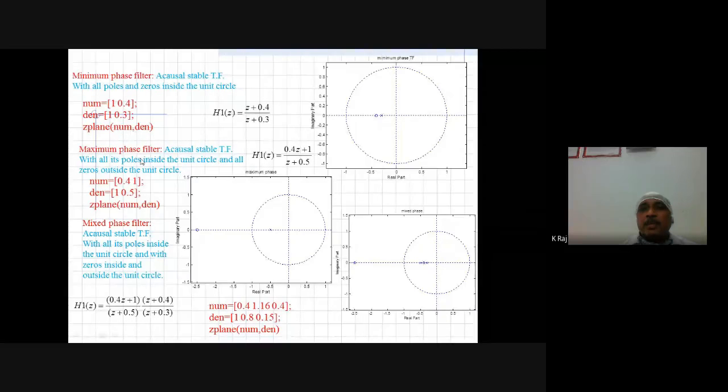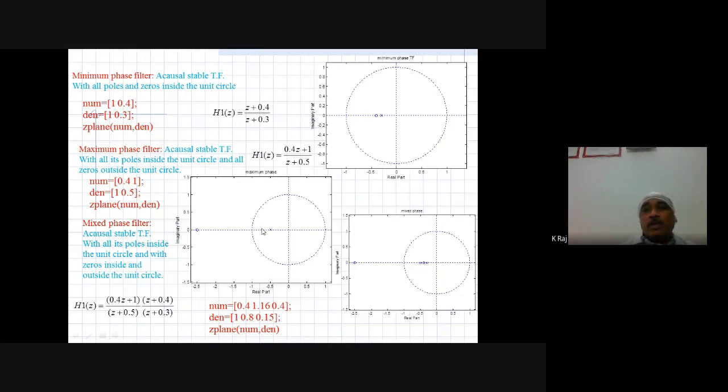The second is, if we consider here the transfer function H1(z) equal to (0.4z + 1) divided by (z + 0.5), and we are interested in seeing the location and positions of the poles and zeros, then we will find that the zero is outside the unit circle and the poles are inside the unit circle. So a causal stable transfer function with all its poles inside the unit circle and all the zeros outside the unit circle will be named as the maximum phase.